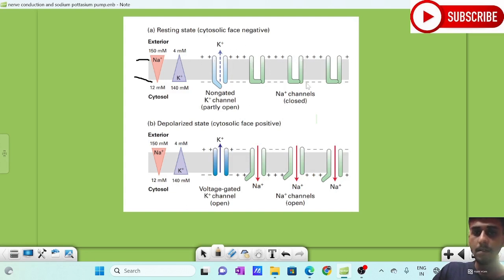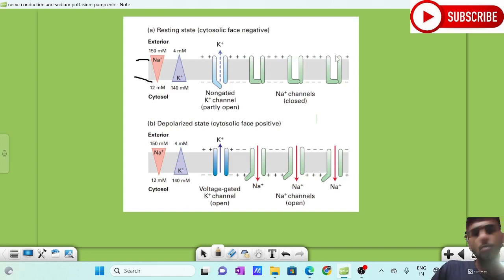Positive outside is due to the continuous working of the sodium potassium pump. Their concentrations have also been given here: high concentration of sodium outside, low concentration inside. That is why the triangle is inverted, because the ions will flow from outside to inside if it is a channel. So in a resting cell, this is the normal condition: the cytosol will have a negative side, and the outer plasma membrane will have a positive charge.